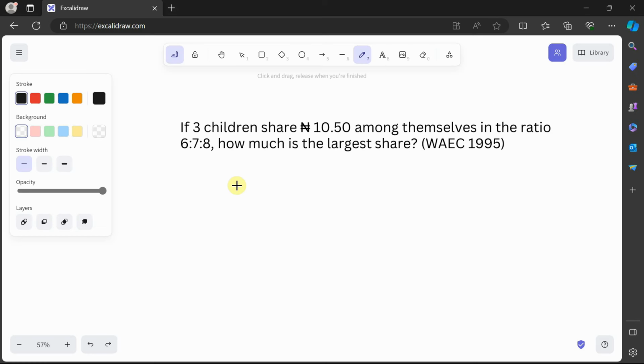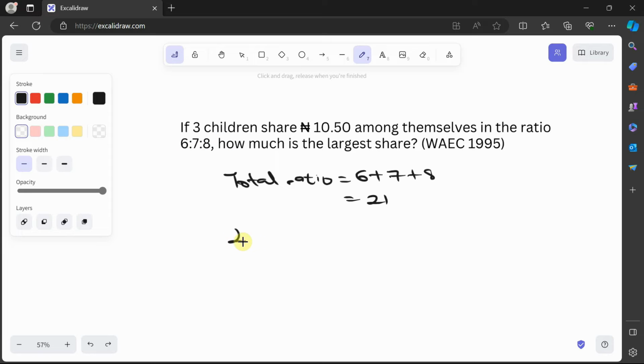To solve this question, the first thing I need to know is, what is the total amount? Oh no, we don't have a total amount, the amount to share is 10.5 naira, but when you're looking at the ratio, what is the total ratio? So let's find the total ratio. That would be 6 plus 7 plus 8. 6 plus 7 is 13. 13 plus 8 is 21. So the total of all of this ratio is 21.